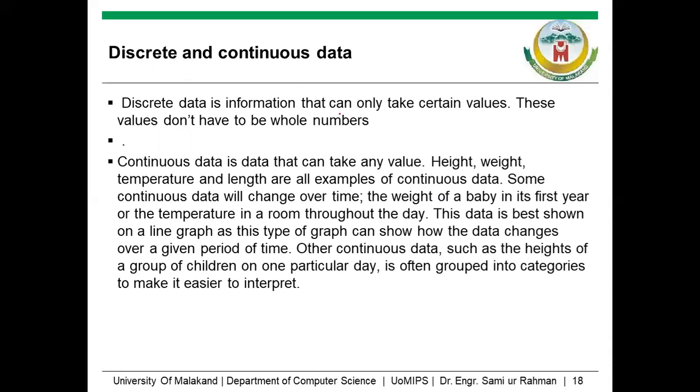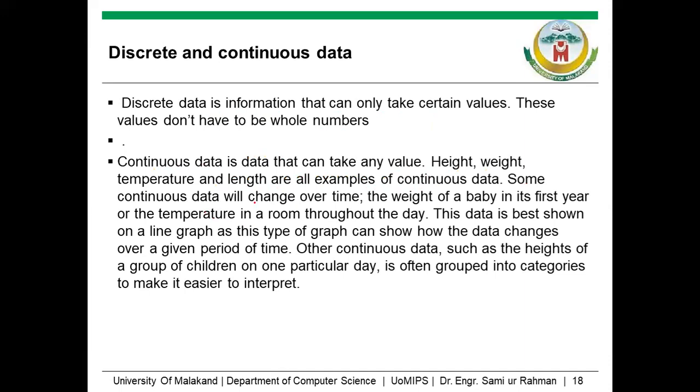So discrete data is information that can only take certain values. These values don't have to be whole numbers. So discrete data is that information which takes certain values, and where we don't have any third value between the two values. Now, continuous data is data that can take any value, and for example, height, weight, temperature, and length are all examples of continuous data.